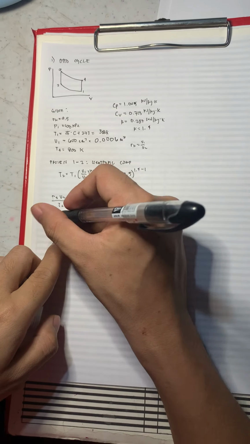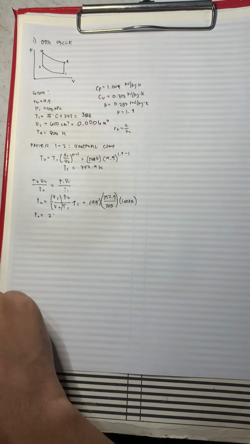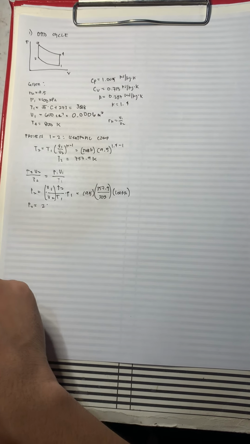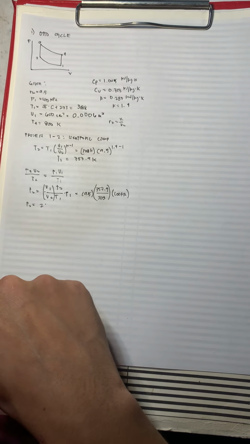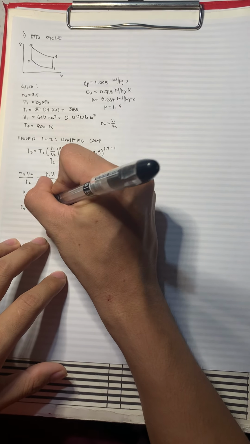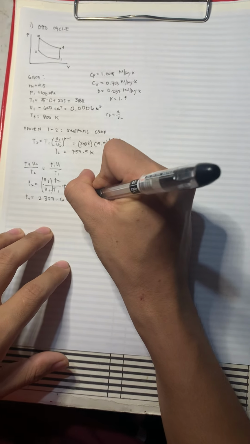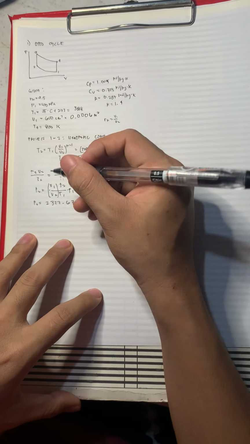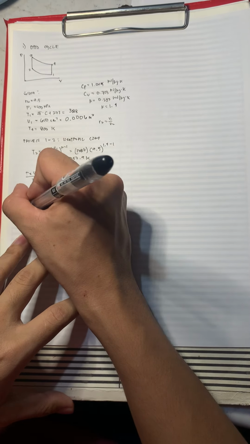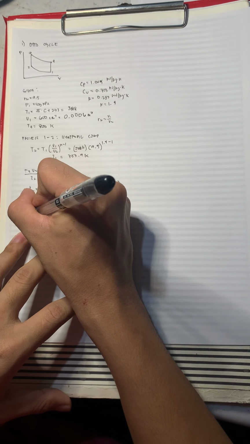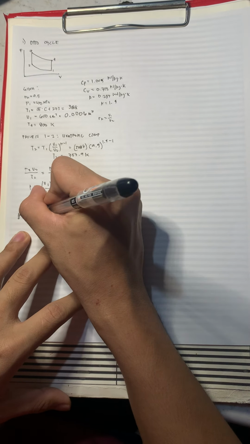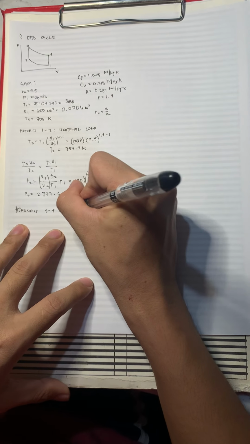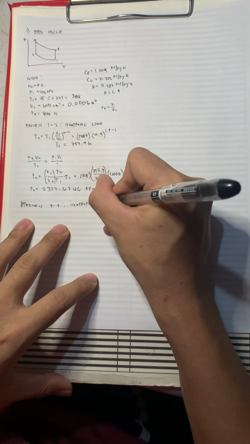Solving it, 9.5 times 757.9 over 308 times 100 will become 2337.6786 kPa. Now, for process 3 to 4, which is isentropic expansion.